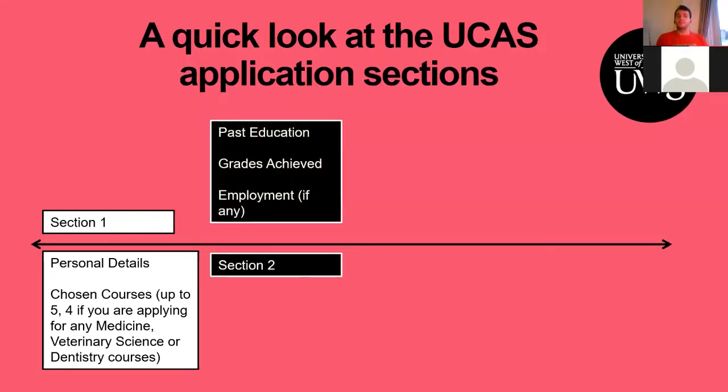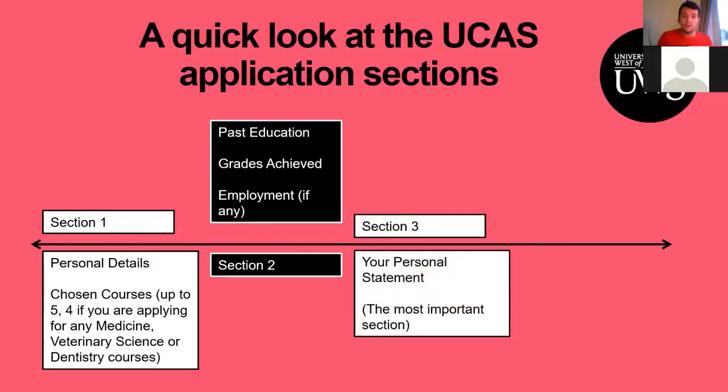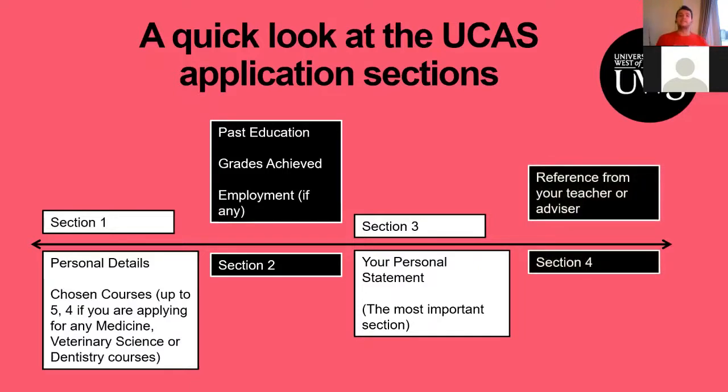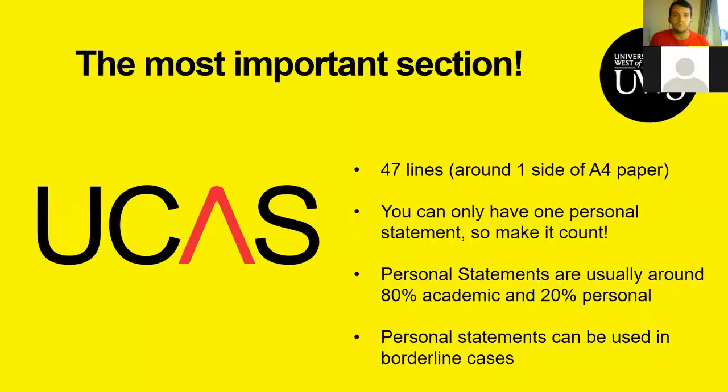Section 2 is a bit about your past education, your grades achieved, and employment if you have any. So this could be either work experience or a part-time job. Third is the personal statement, which we'll definitely be knowing a lot more about, as it is the most important section. And lastly is the reference from your teacher or advisor. So make sure you are well behaved, because you want to get a fantastic reference from your teacher or advisor at school or college.